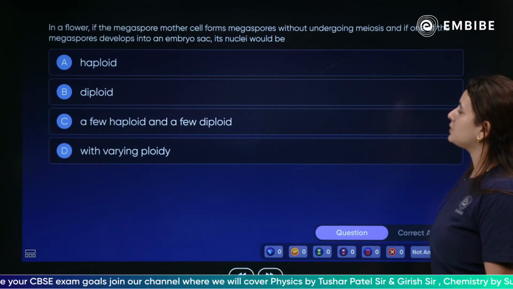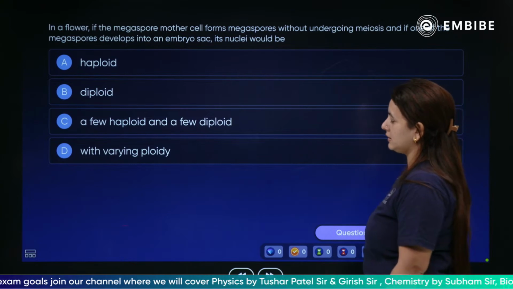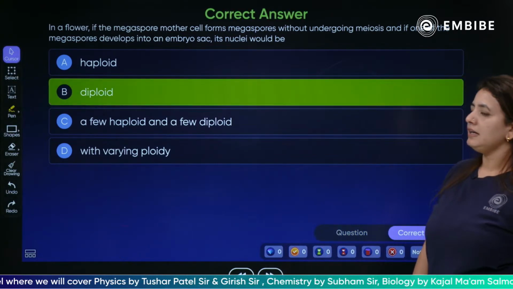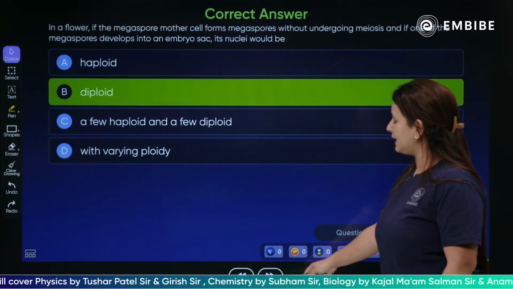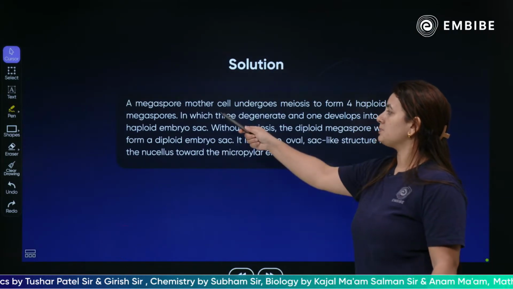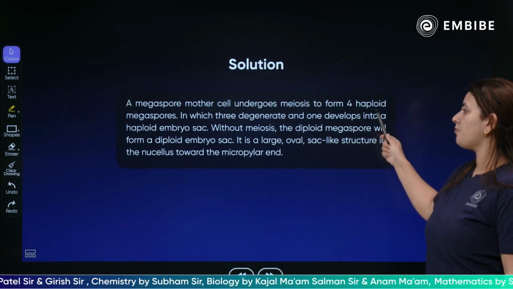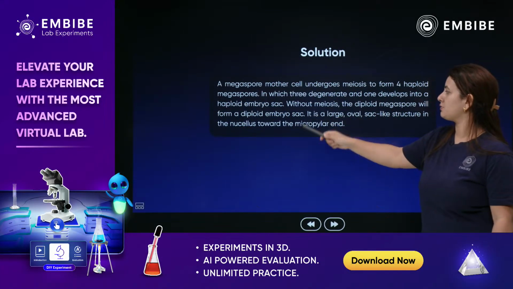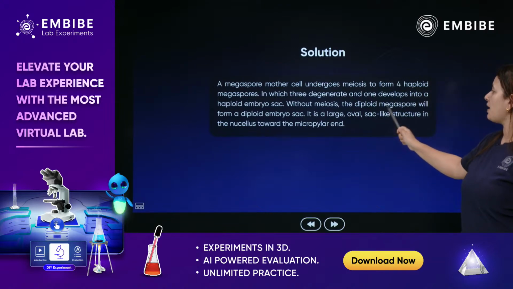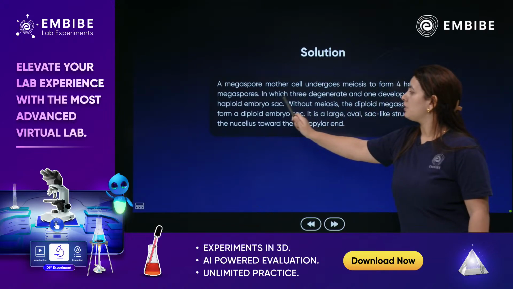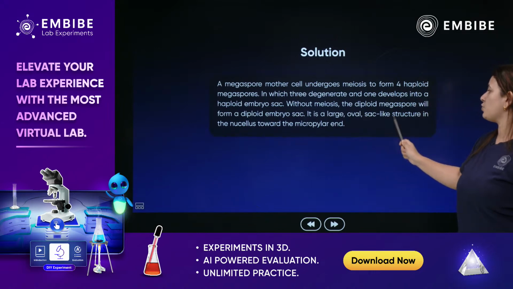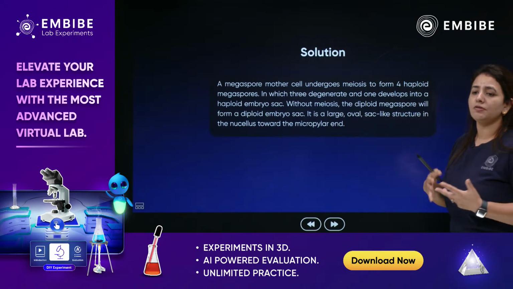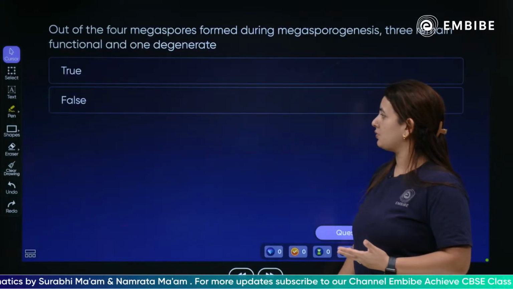Next question. In a flower, if the megaspore mother cells form megaspores without undergoing meiosis, and one of the megaspores develops into the embryo sac, what would the ploidy of the nuclei be? Yes, diploid. It will be completely diploid. If a megaspore mother cell undergoes meiosis to form 4 haploid megaspores, 3 will degenerate and 1 develops into an embryo sac. Without meiosis, the diploid megaspore will form a diploid embryo sac, a large oval sac. Of course, it has to be. The diploid megaspore mother cell will convert into a diploid embryo sac only.